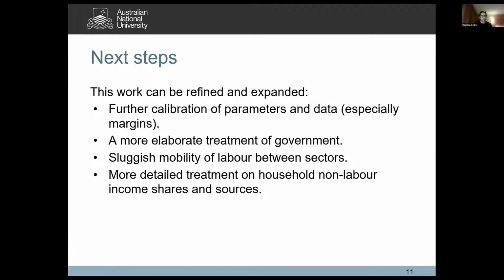Another key thing would be building in sluggish mobility of labour between sectors, so that you could show the importance of that in terms of retraining and redeploying people, and more detailed treatment of households: non-labour income shares and sources. Obviously, it's kind of easy to set up a household that just gets its labour income from one sector, but then determining what share of other income it should receive turns out a bit trickier. At the moment, that's just a rudimentary ratio based on the labour income, whereas in reality, those workers tend to be higher income and will probably also receive a greater share of capital income and things like that.